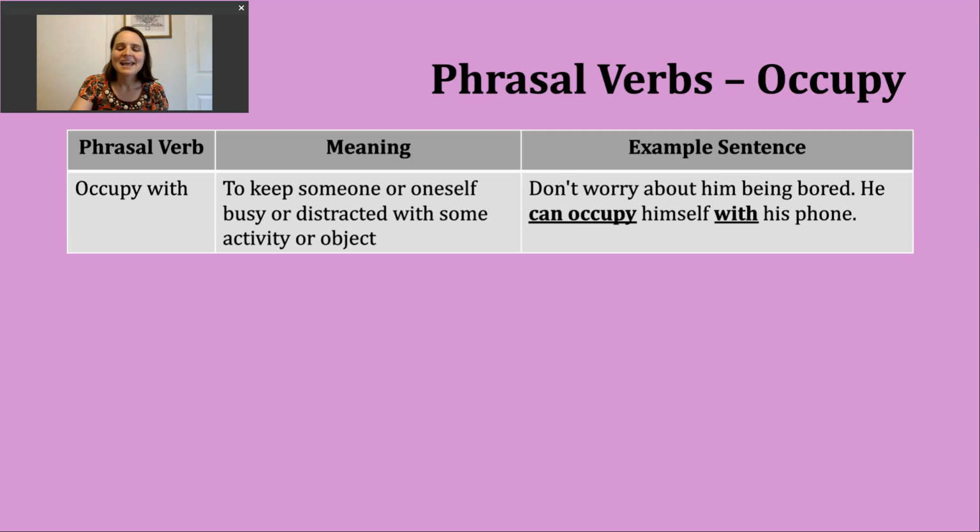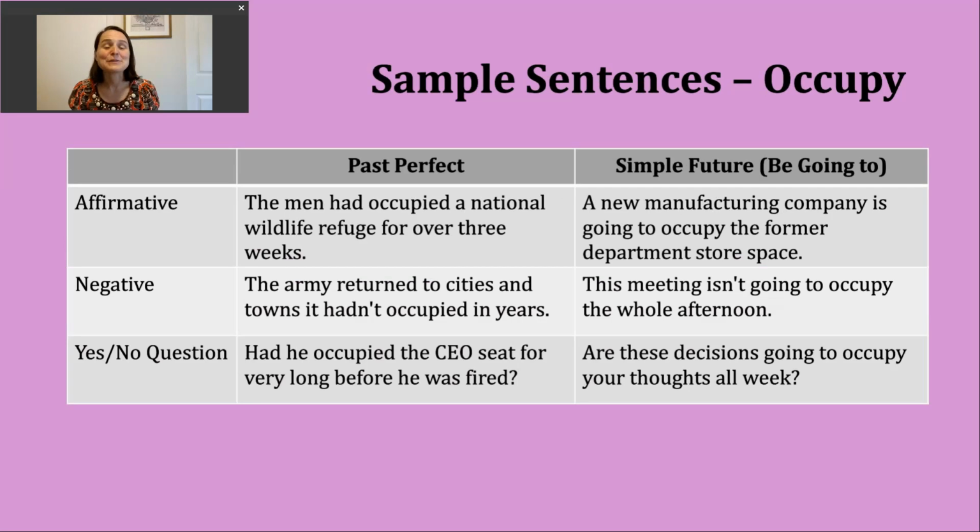maybe while he waits for a period of time. Now, let's continue using our verb of the day, occupy, in a couple different verb tenses. Today, we're going to practice the past perfect and the simple future, and we'll focus on using be going to with the future. Let's talk about the past perfect.